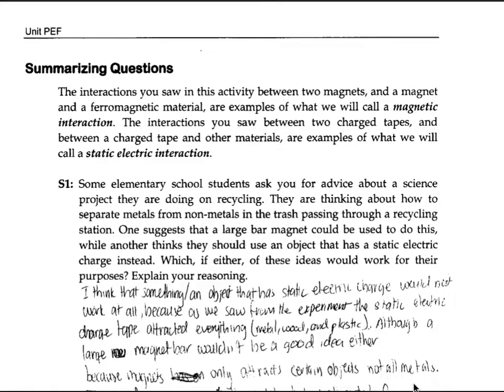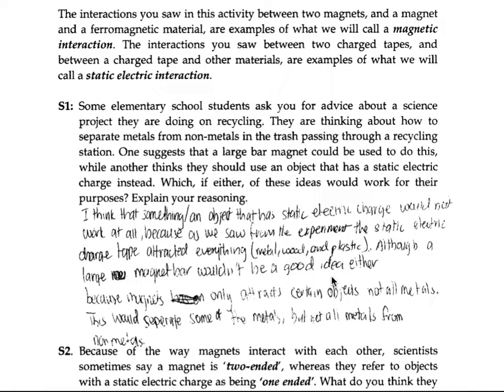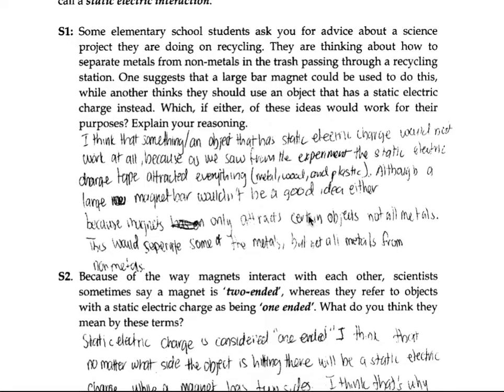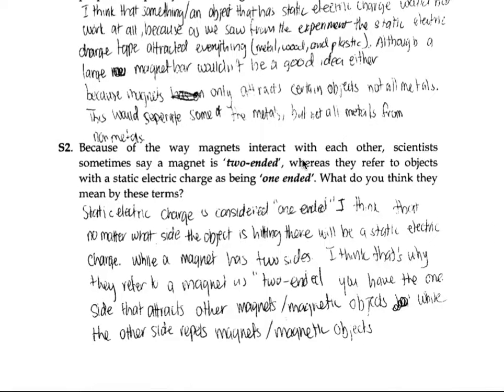So for the first question, I think that an object that has static electric charge would not work at all in this scenario. As we saw from the experiment, the static electric charge tape attracted everything: metal, wood, and plastic. Although a large metal magnet bar wouldn't be a good idea either, because magnets only attract certain metals. So if you're trying to separate metals from nonmetals, you'd have to find something else. A magnet would be the better of the two, but still not the best.